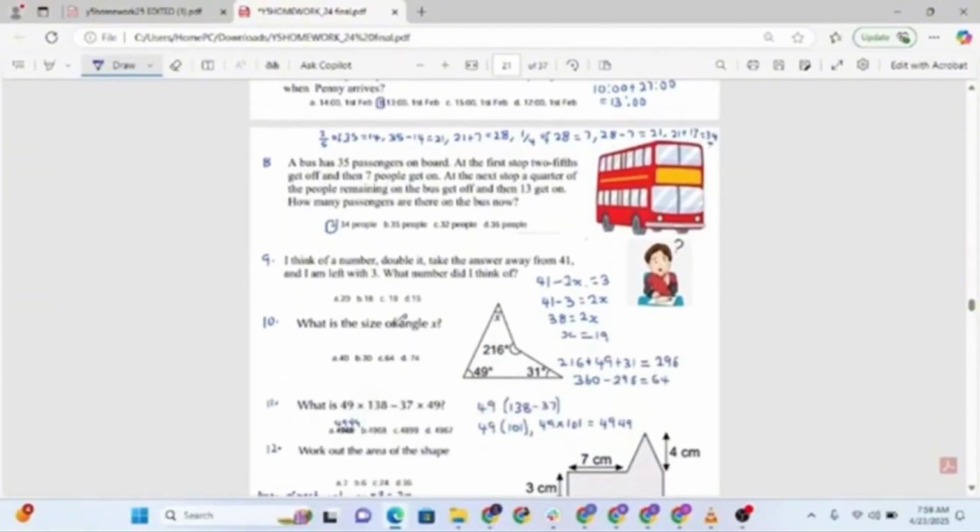Question 9. I think of a number, double it, take the result away from 41, and I am left with 3. What number did I think of? The correct answer is option C, 19.